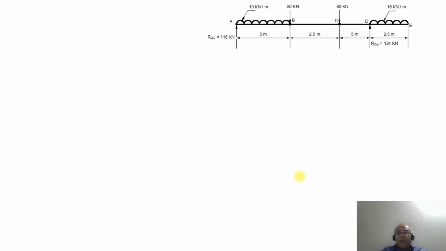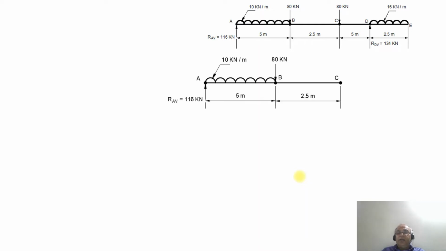Once you do that, now we are going to apply the load at the point B, which is 80 kilonewton, and then extend the beam to the point C without considering the point load of 80 kilonewton on C. We will not consider the 80 kilonewton point load, but only the segment at this point C now. So what will be the shear force at the point B now? Shear force at the point B will be equal to plus 116 minus 10 into 5 minus 80. On simplification, you will get minus 14 kilonewton.